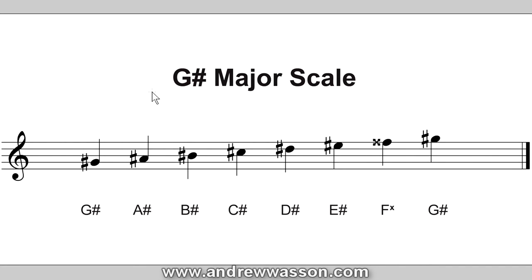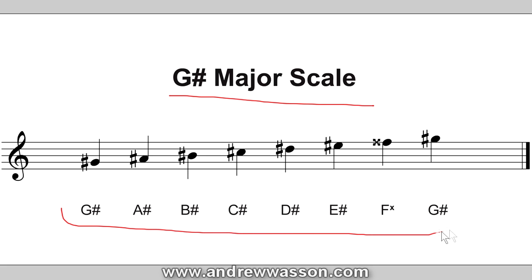So here we have the key of G sharp major. You can see here's the G sharp major scale. All of the tones in this scale are sharp, and the only thing different is we have a double sharp. It kind of looks like an X, basically, if you're unfamiliar with the double sharp symbol. But essentially, this is our new key.